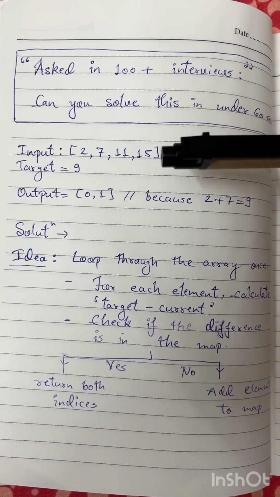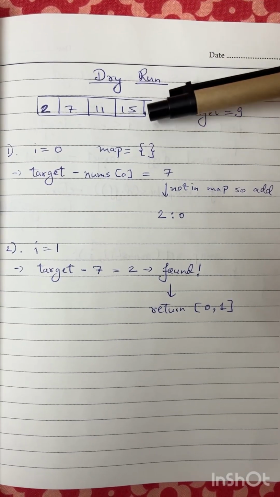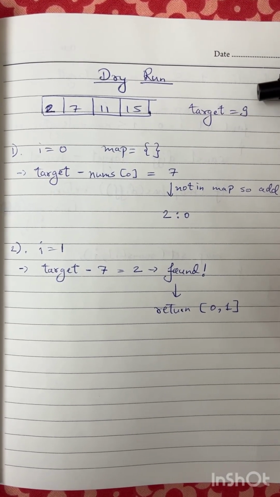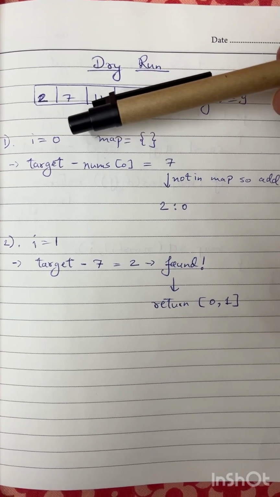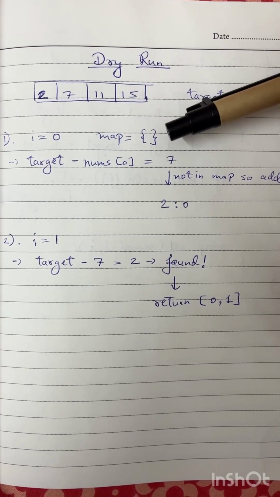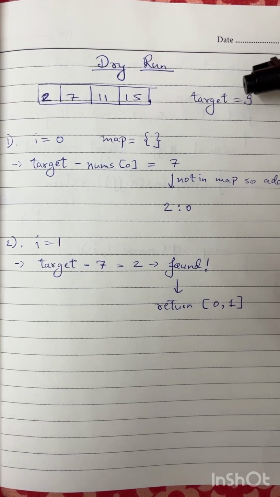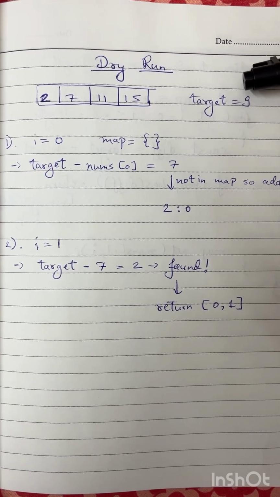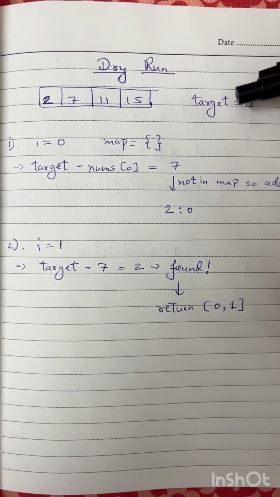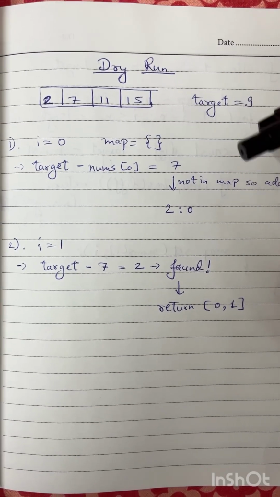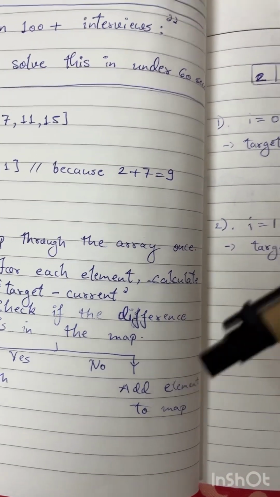So suppose we dry run this, let's see what happens. So this is our array. The target is 9. So in the first step, when i, that is our index of this array, is 0, the map is empty. And we are calculating the difference, like we want to find the sum, which is the target. So if we find the difference of the current element and the target, that number should be present in the map, right? If it's not present, then according to our algorithm, we will add it in the map.